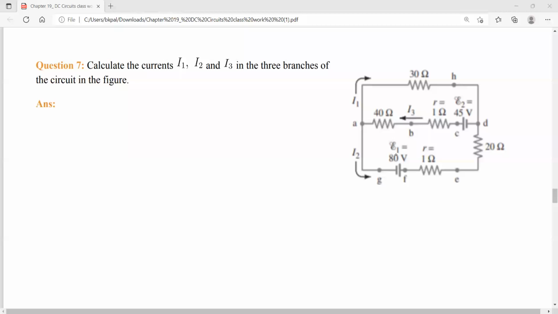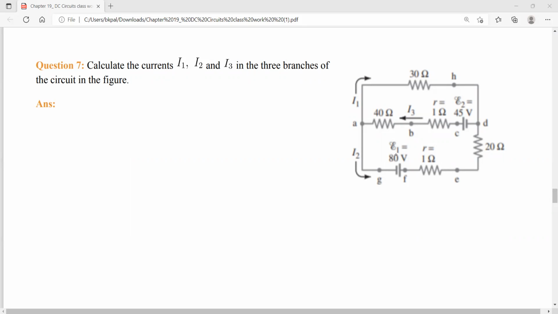All right, so let's start. Okay, so this is part 2 for problem solving of chapter 19. Okay, so let's start from question number 7. Here we are given a circuit and we have to calculate I1, I2, and I3.